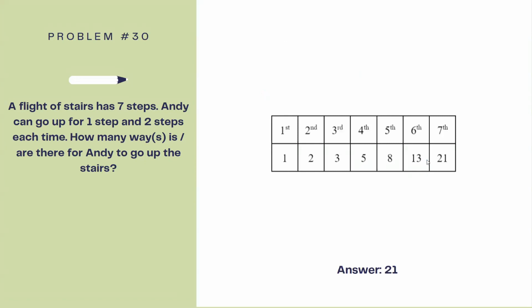So for the solution for this one, we have 7 steps. Since Andy can go up 1 step or 2 steps, we can simply add every step. So we have 1, 2, then 1 plus 2 is 3, then 2 plus 3 is 5, then 3 plus 5 is 8, then 5 plus 8 is equal to 13, then 13 plus 8 is equal to 21. So the answer is 21.